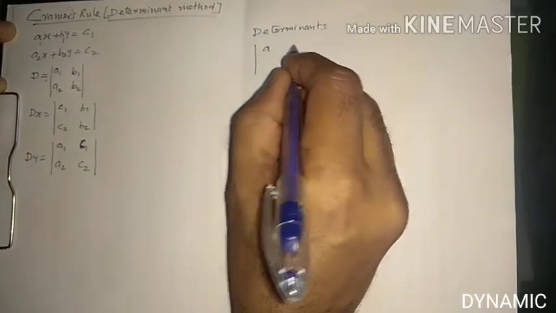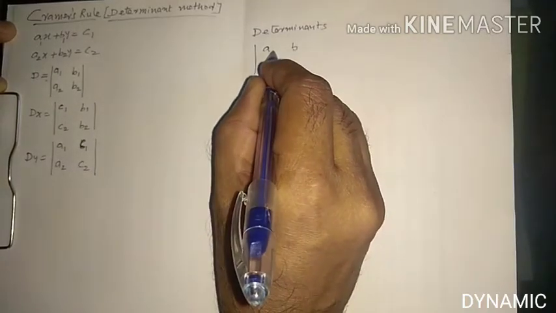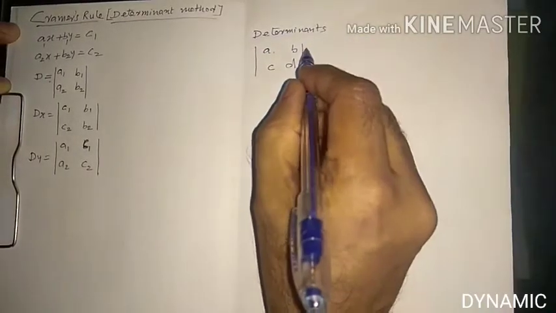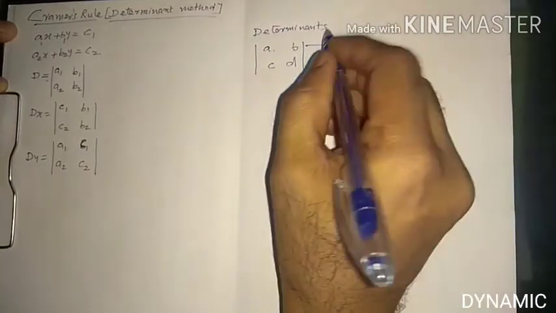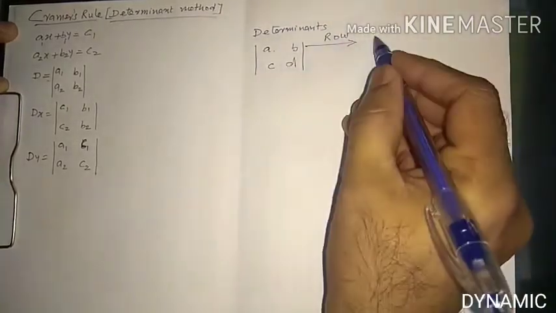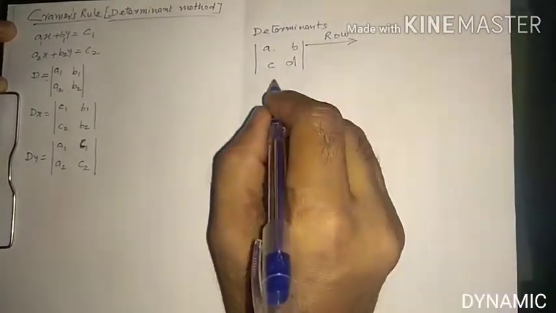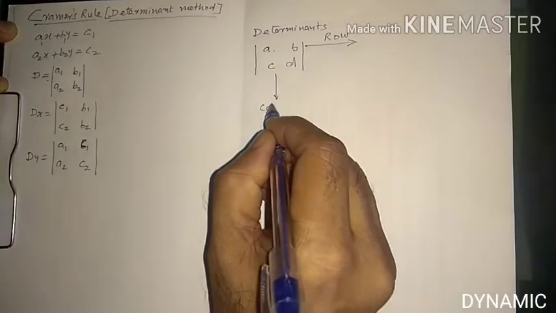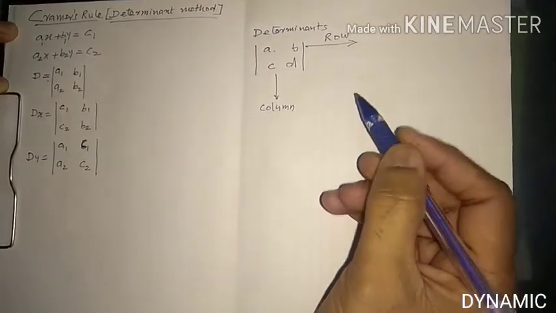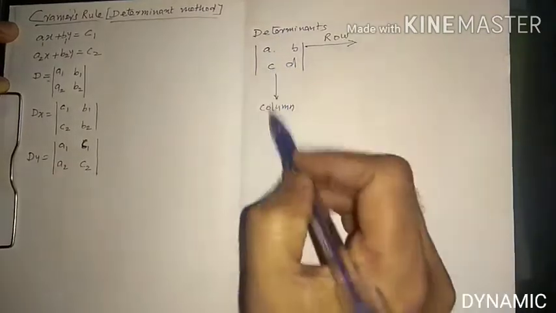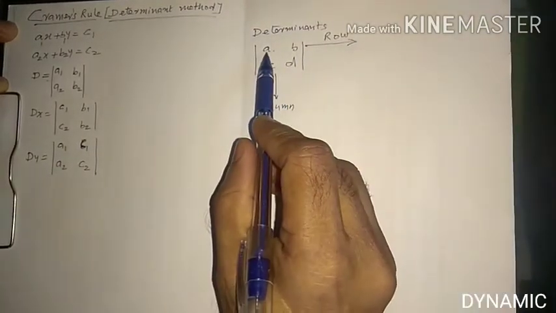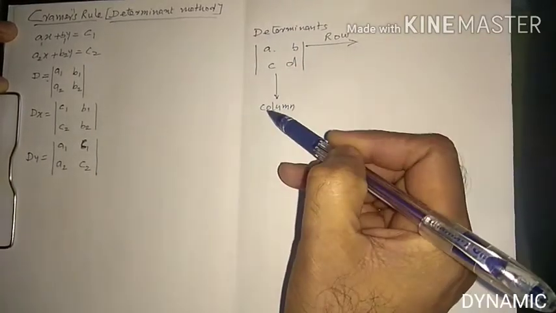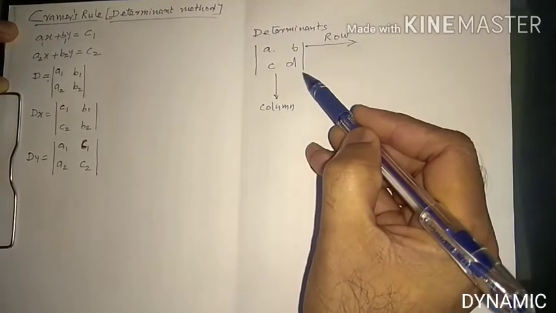See, suppose we have a determinant with A, B and then C, D. The horizontal arrangements like this are called rows. Row 1, this is the second row. Vertically downward direction, like this, that is a column. Horizontally rows, vertically downward columns. First row A, B. Second row C, D. First column A, C. Second column B, D.